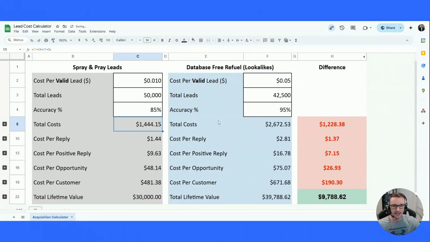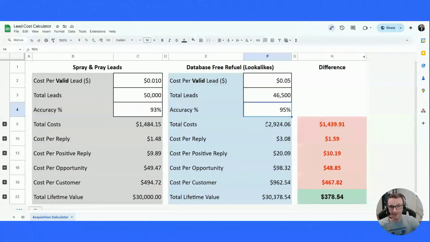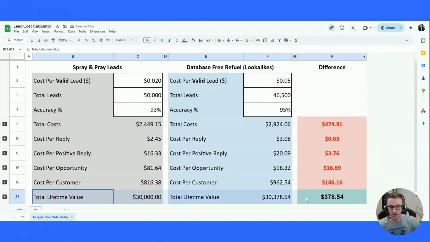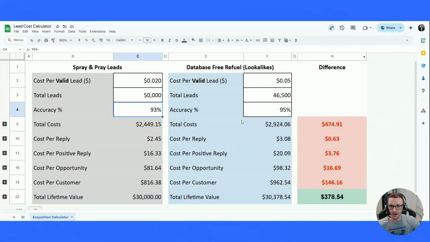Your accuracy is going to need to be about 93%. So you've got to have a 93% accuracy over here to match a 95% accuracy over here and still basically break even on your acquisition. And that's if you're paying a penny per lead. If you're paying more than that, your costs over here are going to change. Your lifetime value won't, because that's really driven off of accuracy.